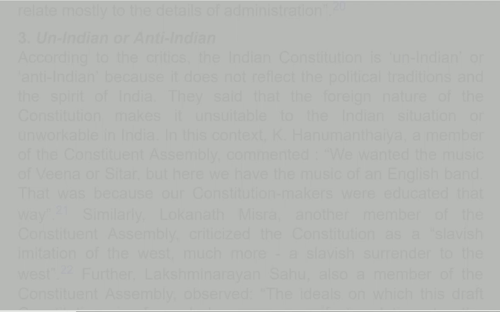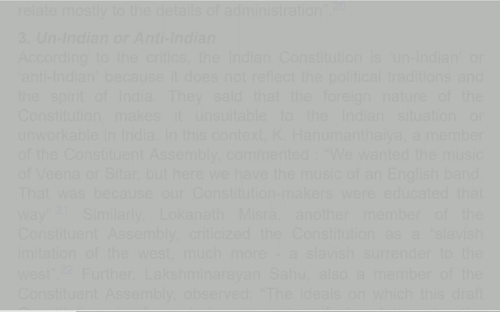Part 13: Trade, Commerce and Intercourse within the Territory of India, Articles 301 to 307. Part 14: Services under the Union and the States, Articles 308 to 323. Chapter 1: Services, Articles 308 to 314. Chapter 2: Public Service Commissions, Articles 315 to 323. Part 14A: Tribunals, Articles 323A to 323B. Part 15: Elections, Articles 324 to 329A. Part 16: Special provisions relating to certain classes, Articles 330 to 342A.